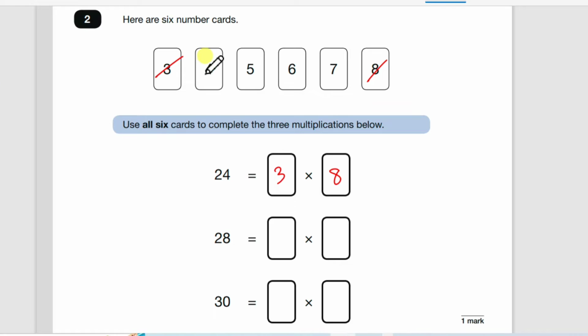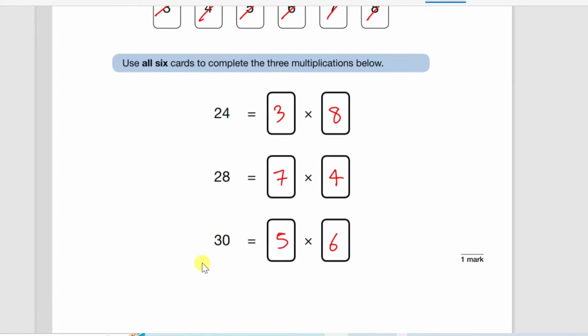It always helps to cross out the ones as you go along. To make 28, well, 28 is in the 7 times table. So we cross out 7, and to get 28, it must be 7 times 4. Cross that out, and therefore we've got 5 and 6. To get 30, we know that's in the 5 or 10 times table, so in this case the 5 times table. So cross out, and 5 times 6 must be our answer. Nice.